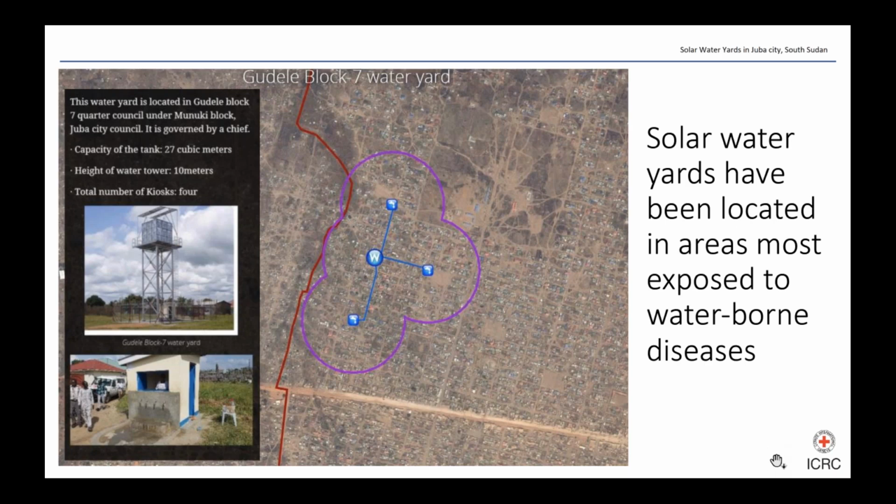The use of solar power for water yards also reduces the cost of water for the neighboring communities. This is because water tankers can fill water at the solar water yard and travel a short distance to the neighboring communities to sell the water. This and the above points are important considering that it's mostly women and children who are involved in water collection.